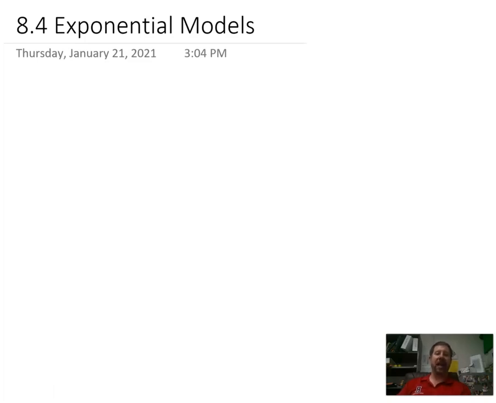Today we're going to be talking about exponential models. We're going to begin with a quick little review of our separable differential equations from yesterday, and then we'll move on from there. All right, so we're given this differential equation here, and we are told to solve for y.